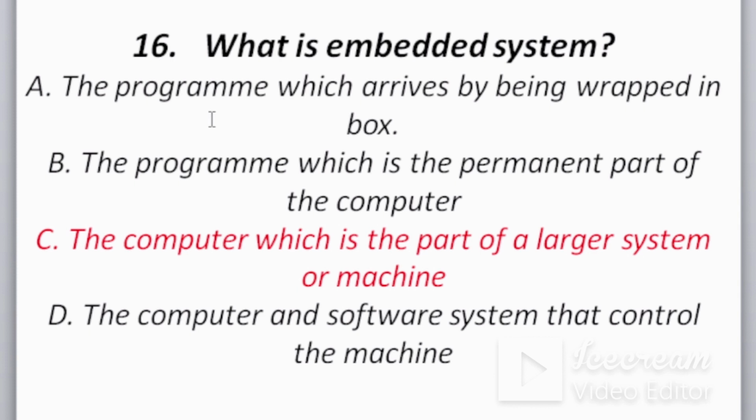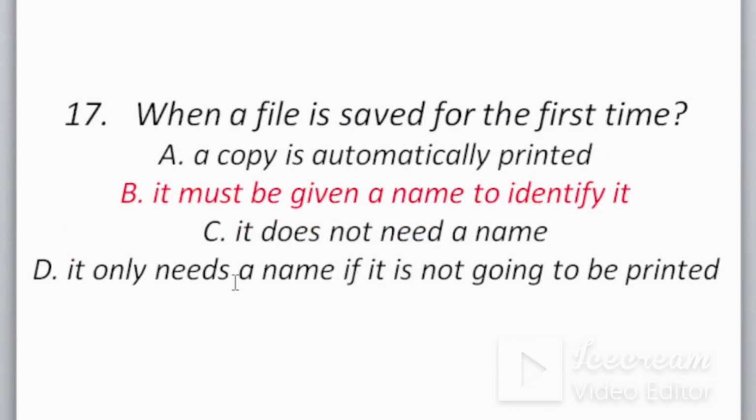Number 16, what is an embedded system? A, the program which arrives by being wrapped in a box. B, the program which is a permanent part of the computer. C, the computer which is part of a larger system or a machine. D, the computer and software system that controls the machine. The correct answer is C, the computer which is part of a larger system or a machine.